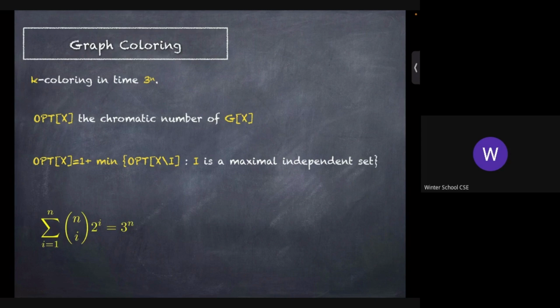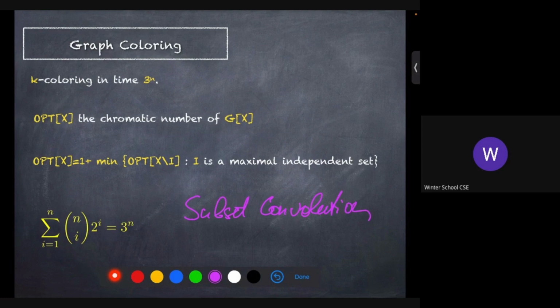But the question is whether you can do it in 2 to the n. This question sounds very simple, and actually for many years people didn't know how to do it. And then there was a breakthrough. There was a very interesting technique, which is called subset convolution. By making use of this technique, you can solve the problem in running time 2 to the n. It's a cute algorithm.